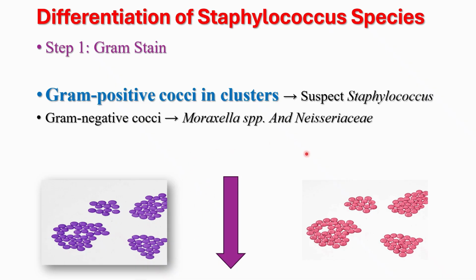Those will be streptococci. In some cases, the gram stain may reveal gram-negative cocci, that is pink staining cocci, instead of gram-positive purple staining organisms. These bacteria are not Staphylococcus or Streptococcus. Instead, they commonly belong to the genera Moraxella or Neisseria. These organisms require different biochemical tests and identification methods.